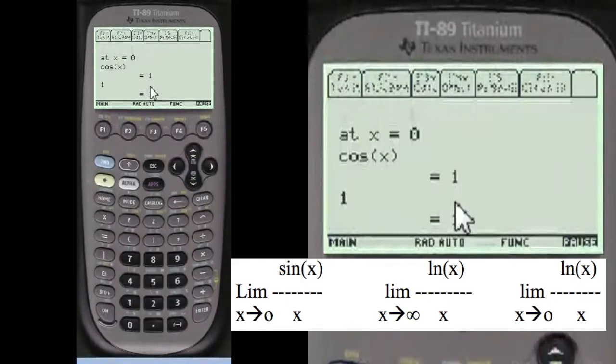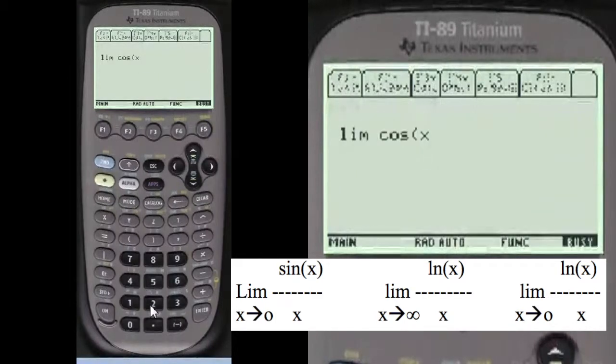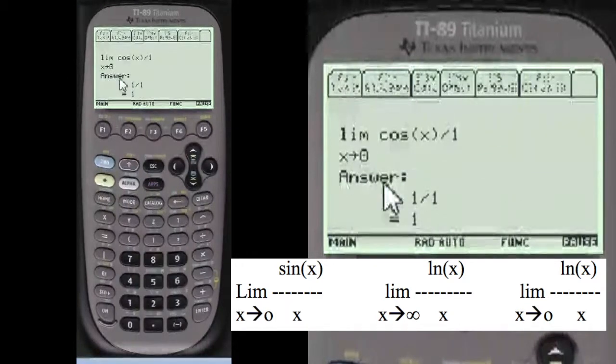Now they equal 1, but we're all done now because, I ask you that, does the denominator and the numerator still equal infinity or 0? And we saw it equals 1, both of them, so we have to say no here. When we say no here, it gives us the answer. Answer is, the limit is 1.